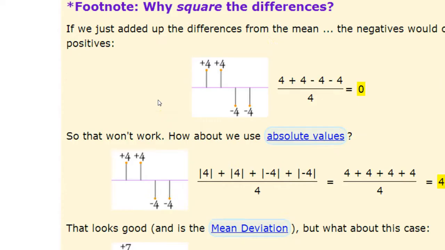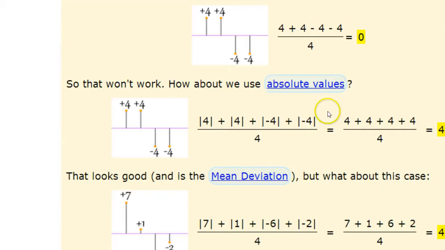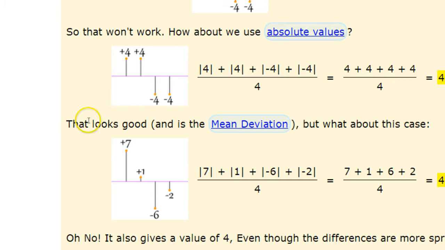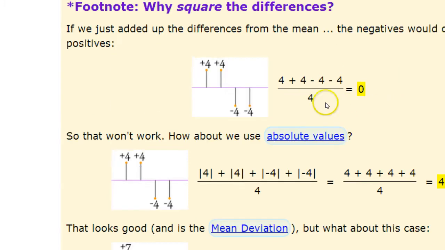All right, now the reason why is some of the numbers are going to be lower than the mean, and some of them are going to be higher, so that's where we get these pluses and minuses. Okay, so if we use absolute values, that's fine. That looks good, and that makes sense because they're about 4 apart from the middle. So the middle is 0, so they're about 4 apart, so that makes sense.